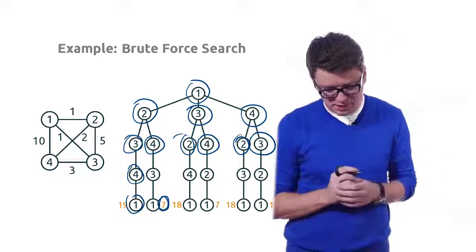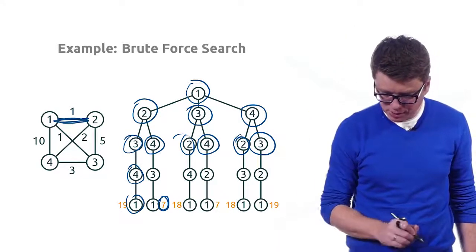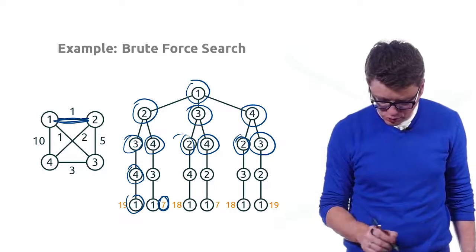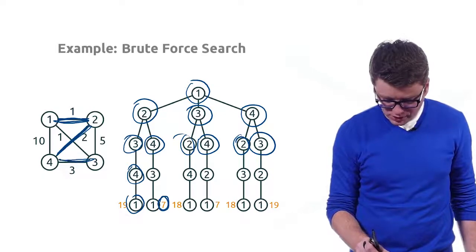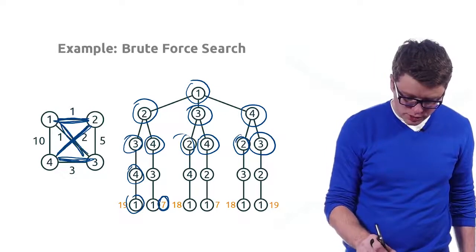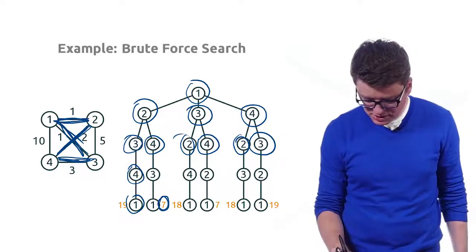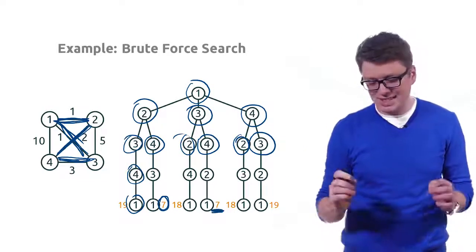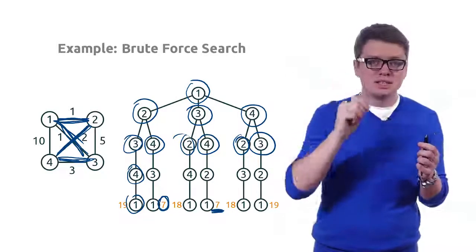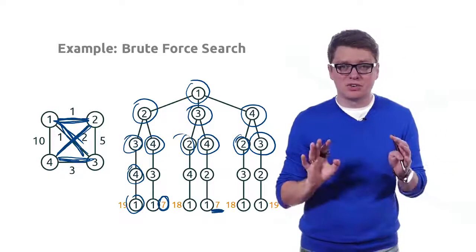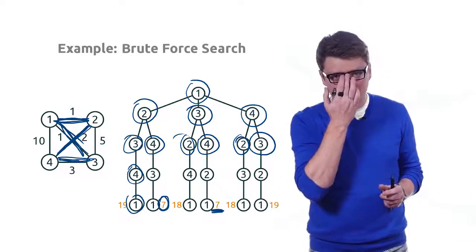So the best cycle in this case is, let me draw it on our toy example, is going from 1 to 2, from 2 to 4, from 4 to 3, and from 3 to 1, right? Which gives us a cycle of length 7. And we see that there is another cycle of length 7, and essentially this is the same cycle but traversed in another direction.